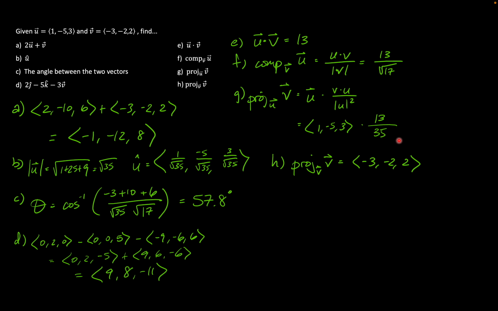And now finally, if I do the projection of v onto v, that's casting the shadow of v onto v. So that's v itself, so that would just be the vector negative 3, negative 2, 2. But you could also use the formula and evaluate the vector that way. A lot of things would cancel and you would just be left with the vector v alone.